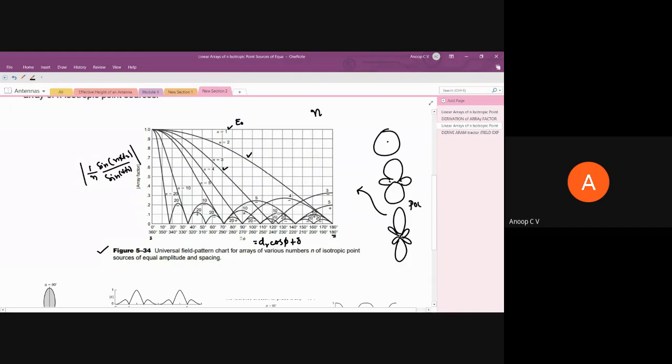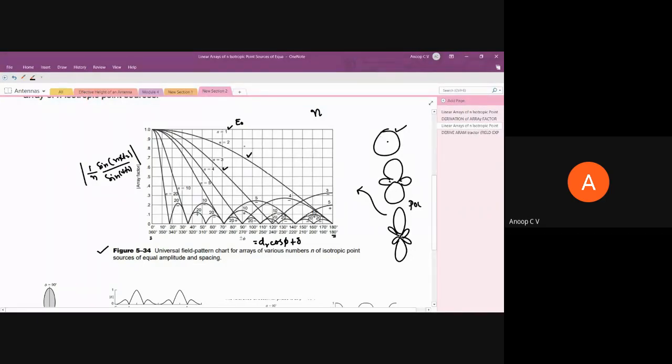You don't have to remember this. No one will ask you to draw this. In case it is asked, what you should remember is, if n equal to 1, it will be a constant. In Cartesian, it will be a constant, and in polar, it's a sphere or a circle.